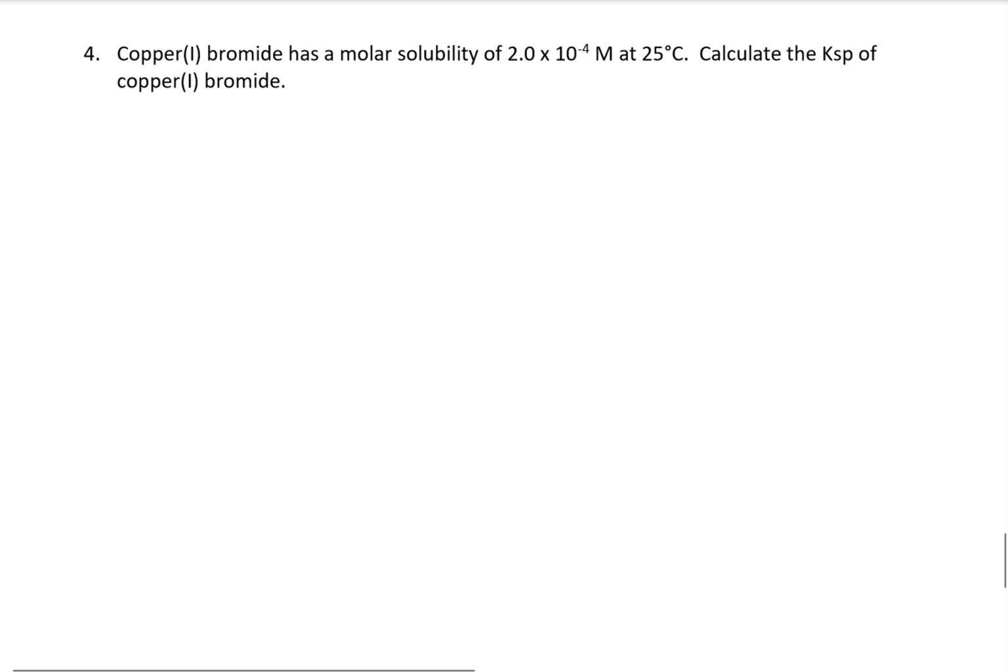Okay, number 4, copper 1 bromide has a molar solubility of 2.0 times 10 to the negative 4 molar at 25 degrees Celsius. They would like for us to calculate Ksp for the copper 1 bromide. So copper 1 bromide has a formula CuBr. It has a molar solubility, so that means X is 2.0 times 10 to the negative 4 molar. So start by writing out your equation.